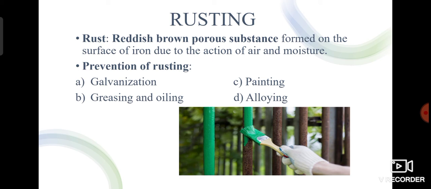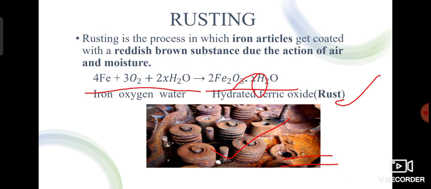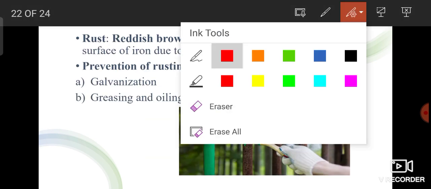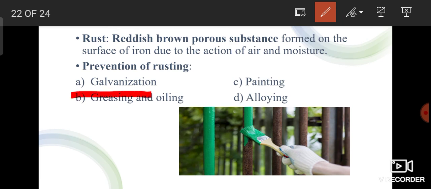Okay, and we can protect iron from being rusted. How? We have to do galvanization. I hope you know what is galvanization. Galvanization is the process of depositing a thin layer of zinc. Zn is the symbol of zinc, on the surface of iron. So by electroplating process, what you can do is a layer of zinc can be deposited on the surface of iron, and the layer of zinc will protect the iron from getting rusted.